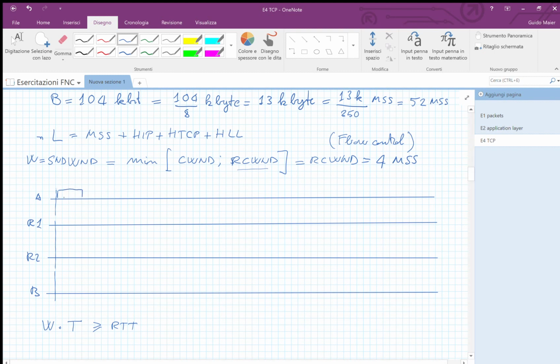So we have the transmission of the first packet. It will contain the payload, which is MSS, plus all the headers. Okay. Then we send the second packet. The third, packet number 4. And then we have to stop because we have run out of the transmission window. What happens to these packets? We have a propagation time.